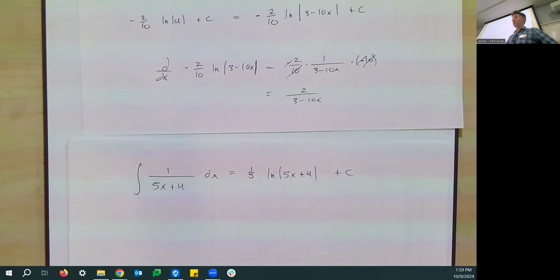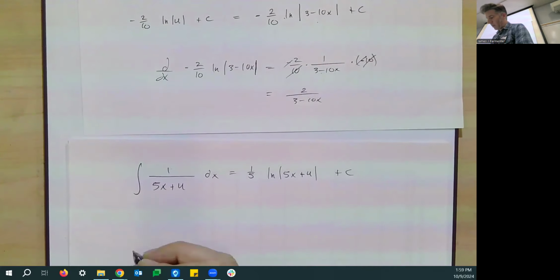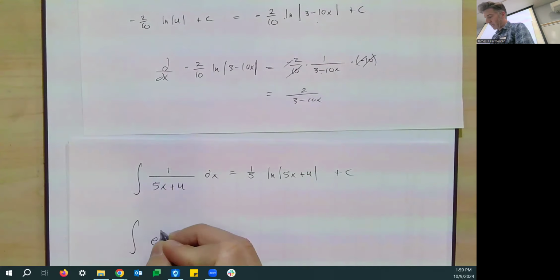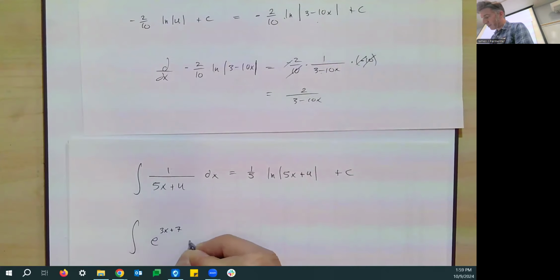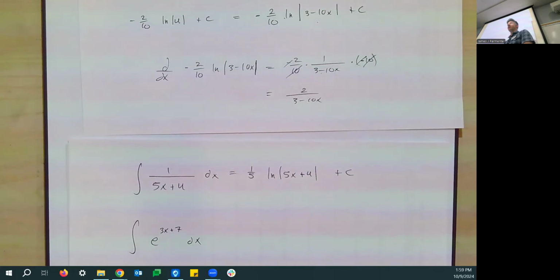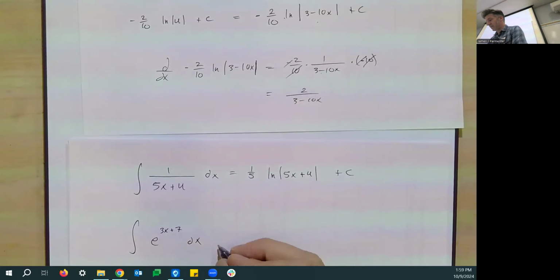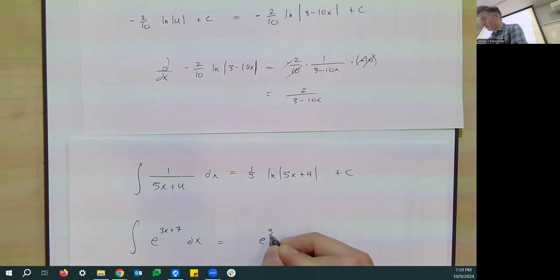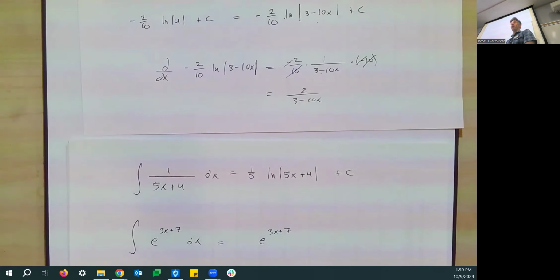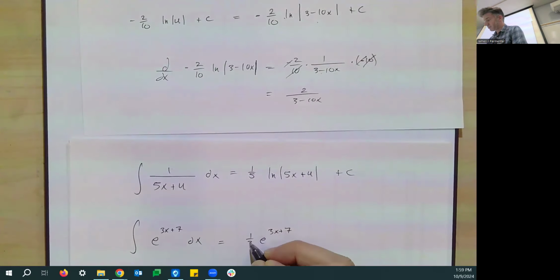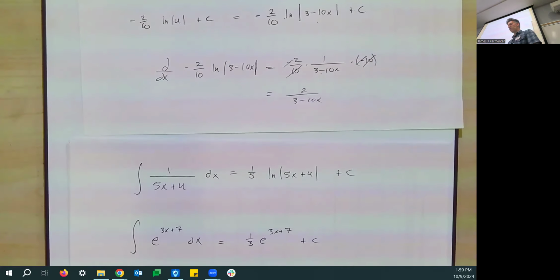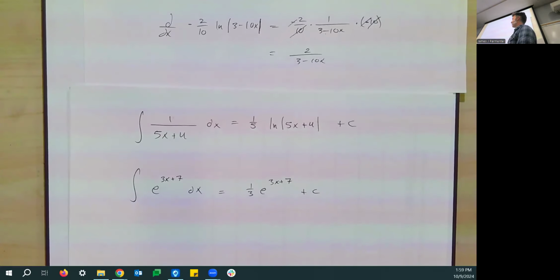I could have done the u-sub and gotten to the same place, but for ones like this that are small, you really don't need to. Another example would be something like the integral of e to the 3x plus 7. I know that if I differentiated that, I would get e to the 3x plus 7 times 3. The antiderivative is going to be e to the 3x plus 7. But instead of multiplying by 3, I have to divide by 3.